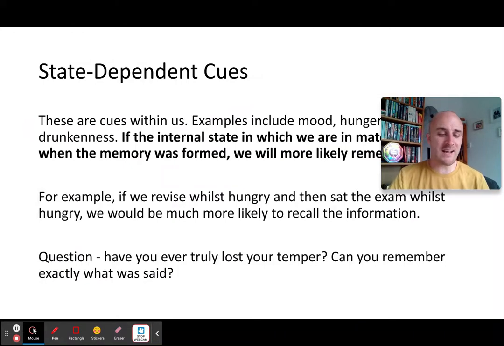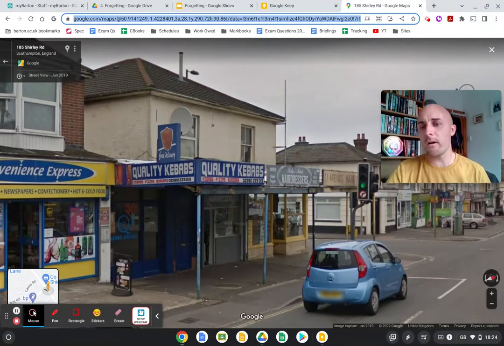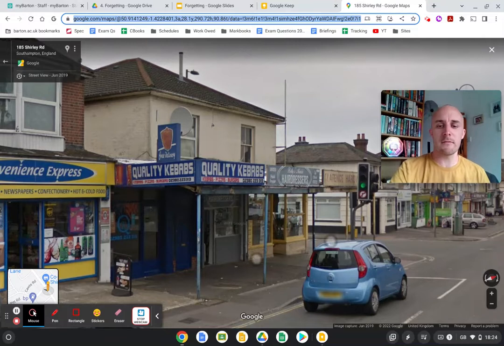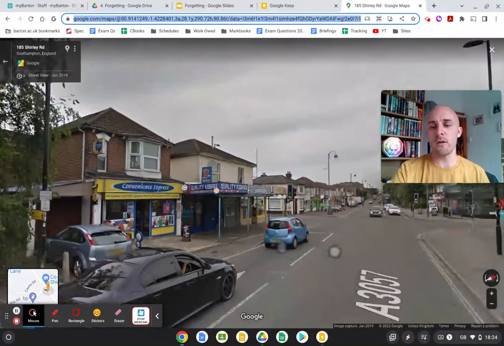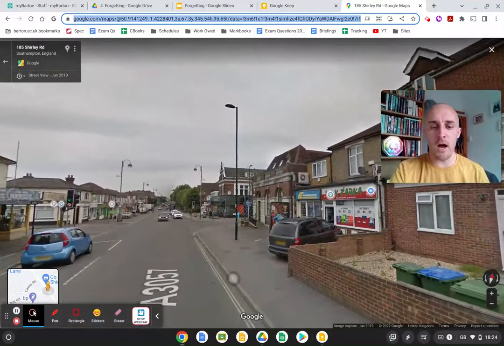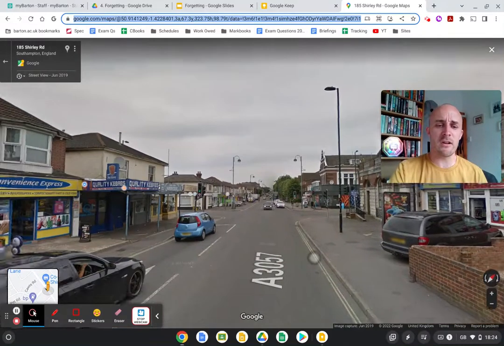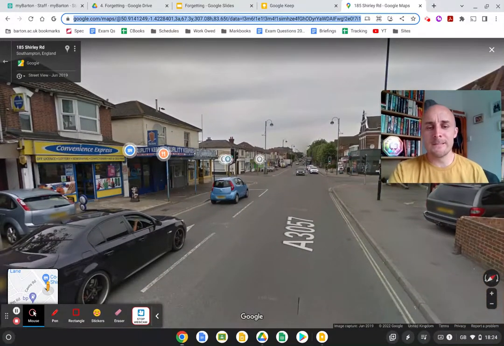But I want to contextualize this in an example, and we're going to go to a very magical place for this. We're going to go to Shirley High Street in Southampton, Foy's Corner. I grew up here. Good times. Very missed, Shirley High Street. I grew up here.